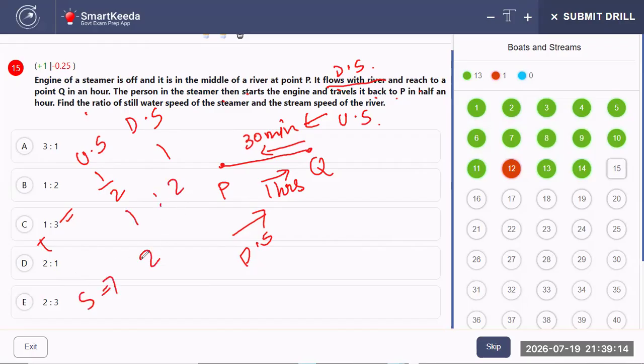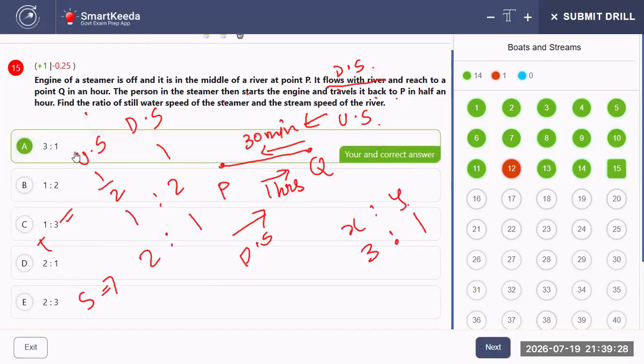Same distance is important. Then they ask, what is the ratio of the still water speed? 3:1. तो ये तो कॉन्सेप्शन गलत है.